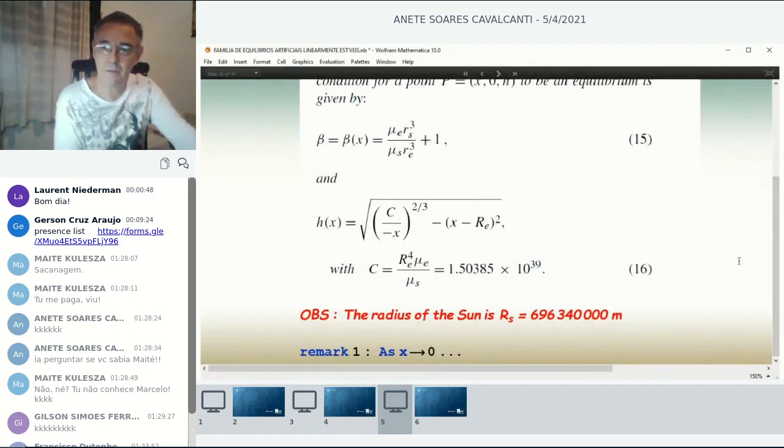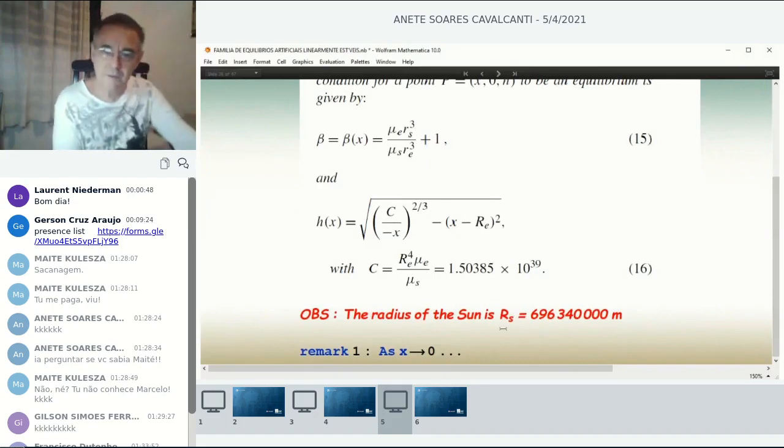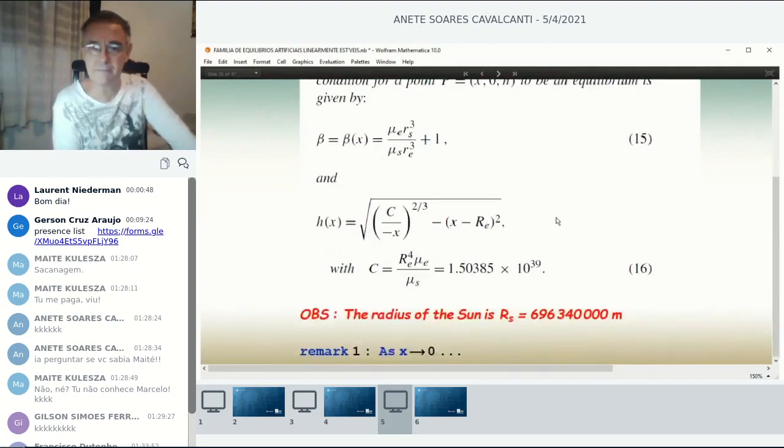We observe here two things, right? First, the radius of the sun is almost 700,000 kilometers, right? So these values for x given by this lemma are smaller than the radius of the sun. So we would be in a position not perfect for analyzing, we will not be exactly behind the sun.